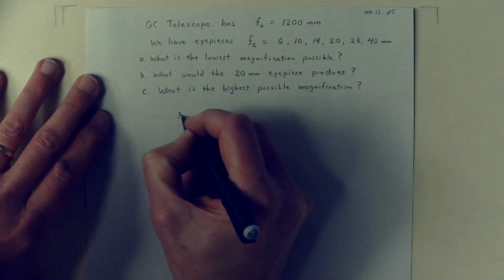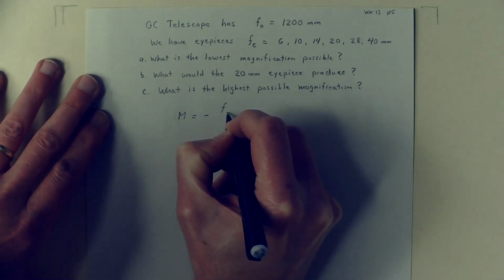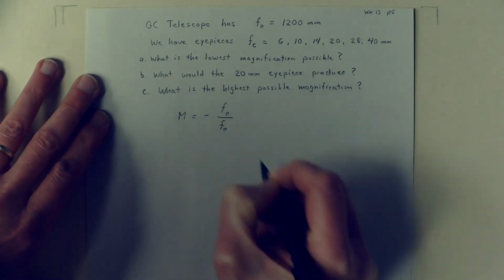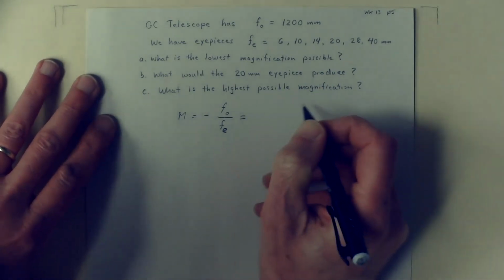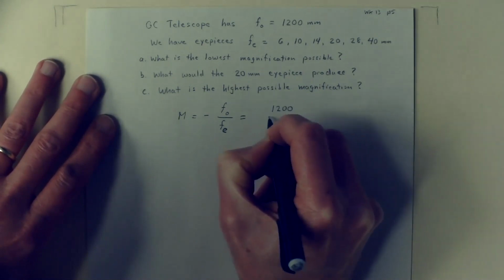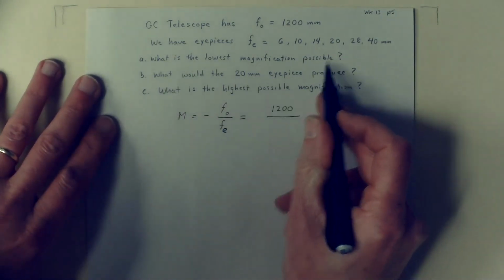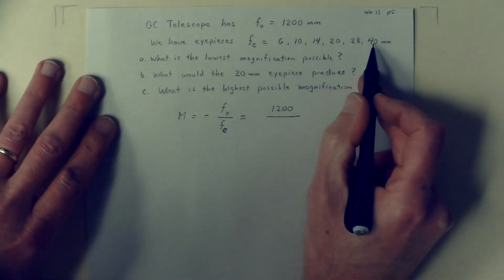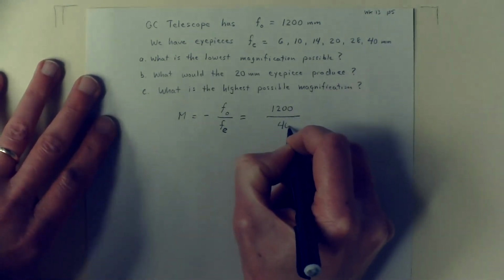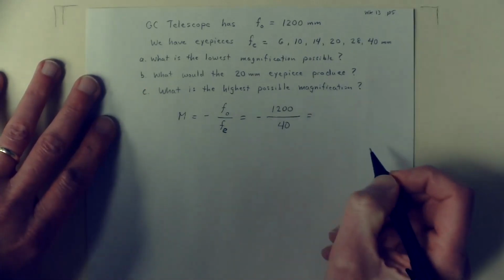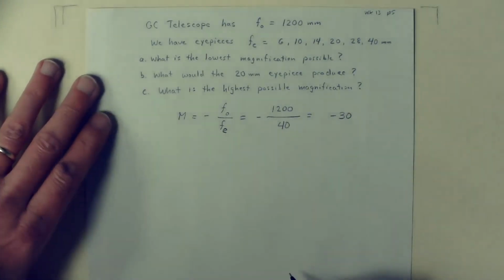So remember, the magnification of a telescope is minus f of the objective divided by f of the eyepiece. So you put in the 1200 and then you divide by an eyepiece, and it's pretty quick to see, well, to get the lowest magnification possible, you'd want the biggest number here. It works kind of opposite. The large numbers on the eyepieces give you the smallest magnification. And we could keep the minus sign in here, I suppose, if we want. 1200 divided by 40 is 30, so this would be a magnification of 30.